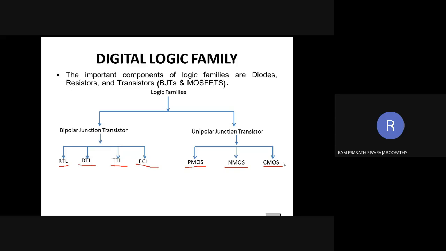CMOS is a combination of PMOS and NMOS, connected in a certain configuration. That we call complementary metal oxide semiconductor field effect transistor, or complementary MOS transistor. Clear? Okay. Now let us see what RTL, DTL, TTL and ECL mean.